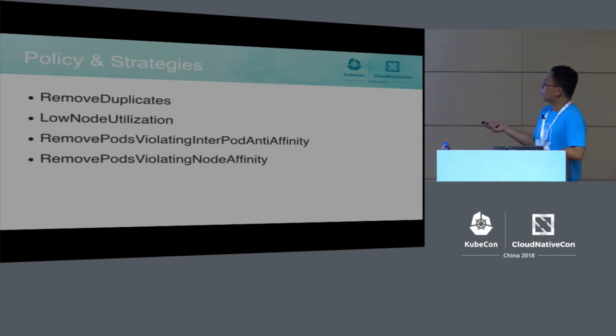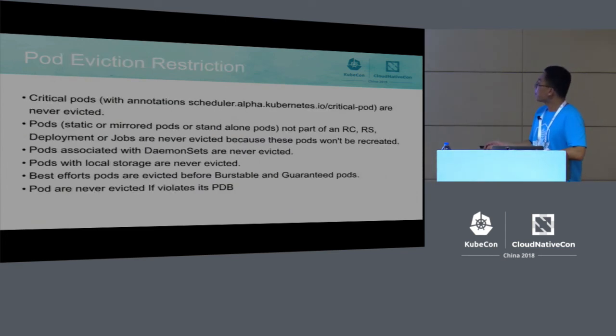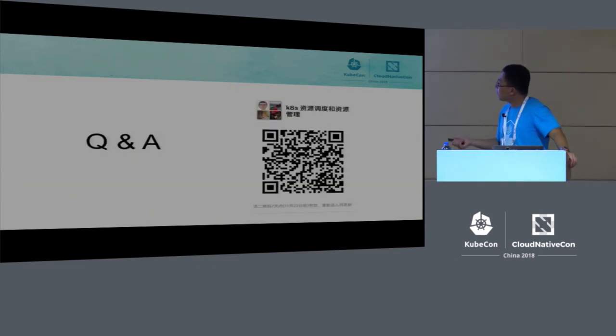And all these are the sub policies. Node affinity, or if there are a lot of pods on this node, the rescheduler would like to rebalance it. And there are some restrictions. For example, pods associated with the daemon set, and pods with local storage are not evacuated. The best effort pods are evacuated before the burstable and the guaranteed pods. For the daemon set, if it is evacuated, it has to be recreated, and pods are never evacuated if it violates its PDB, because if it violates the PDB, it doesn't work.